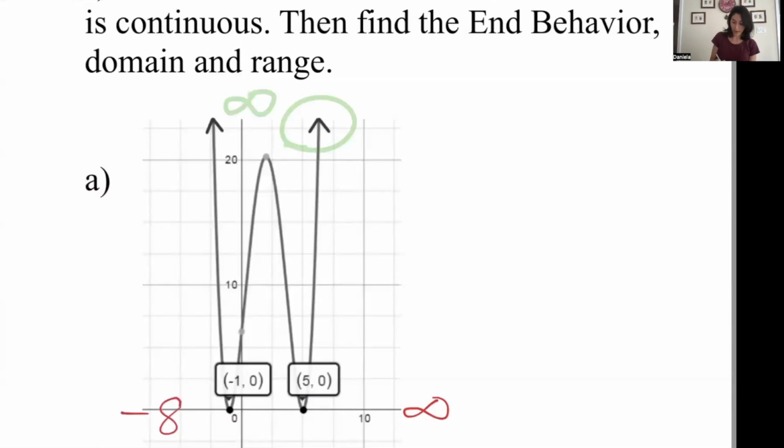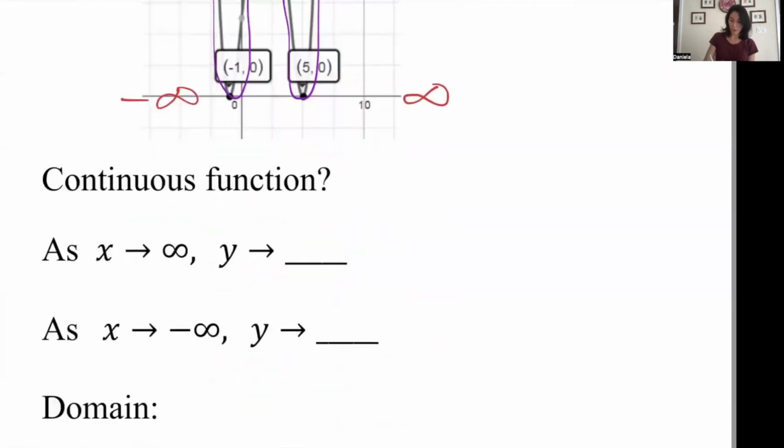So as I travel, whoop, I did an 8. As I travel to the left, so if I'm going in this direction, I'm going down and then up and then down, in the end, it's also going up to positive infinity. So both answers here would be positive infinity. You can put the plus sign here, but you actually do not need it.